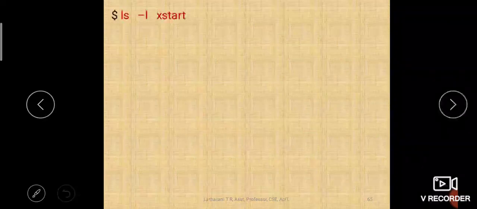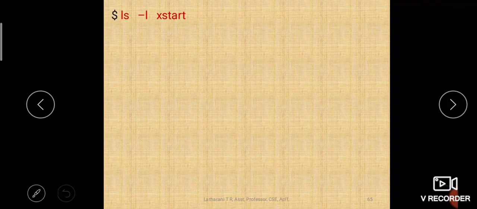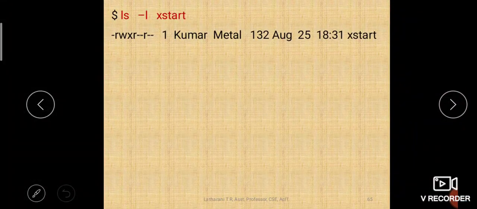Let us see some examples. Let us say ls minus l xstart. What is xstart? It is the name of the file, and ls minus l xstart means ls long list the xstart file. So what you will get is all of these attributes, the long list of the xstart file. These permissions in the output of ls minus l are what we are going to change. The first character we are not changing, right?